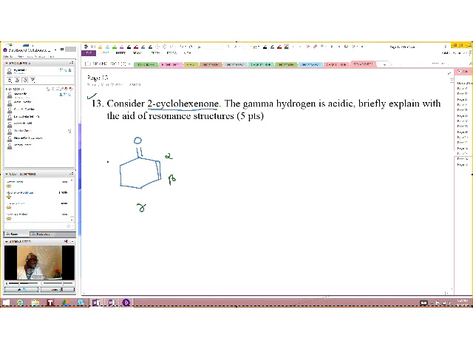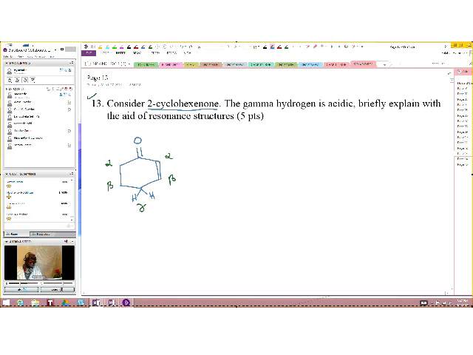If you do the same thing here, this is alpha, this is beta, this is still the same gamma carbon. So what they are asking us here is that the hydrogens on this gamma carbon are acidic. In other words, the pKa value is less than 25 at 25. So when we say an organic proton is acidic, we are essentially saying that the pKa value is 25 or below.